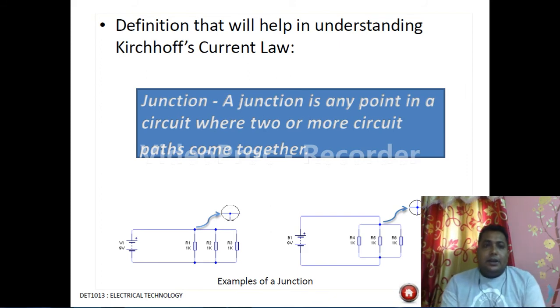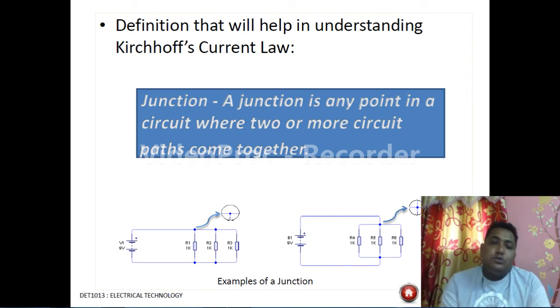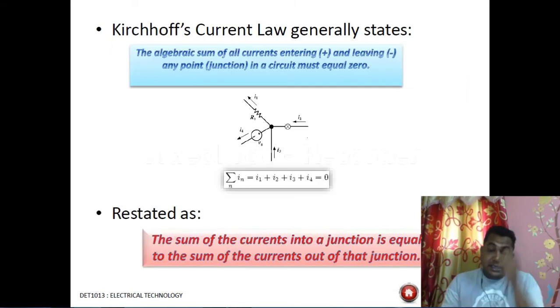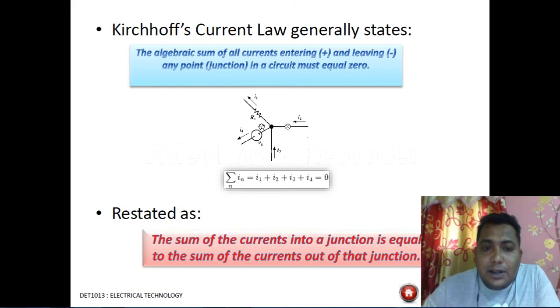Yes, a definition that will help in understanding Kirchhoff's current law. So what is the law? A junction is any point in a circuit where two or more circuit paths come together. That means there is a circuit. So in the next slide, it will be very easy to understand. Yes, this is it. So here, follow my pointer. There is a node. With this node, different things are connected: one resistor, one source, one path.